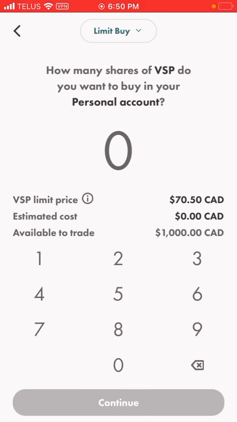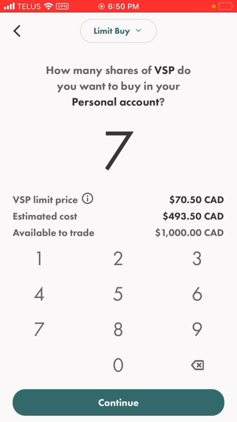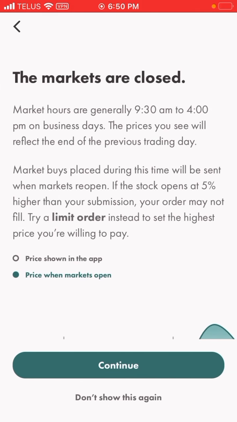If we click continue here, I wanted to buy 7 shares. It is going to be around $500. You can see here, $493 estimated cost. We are going to know by tomorrow what the actual cost is. The market is closed right now.